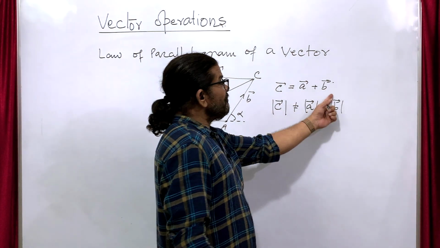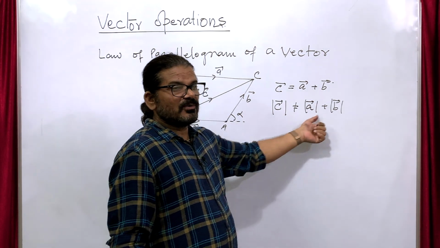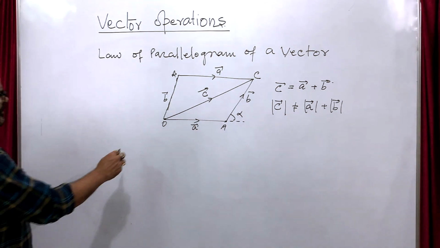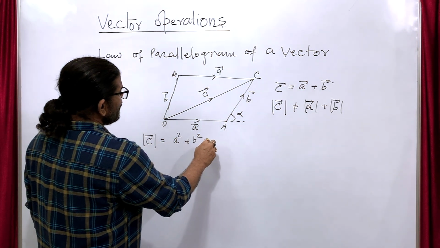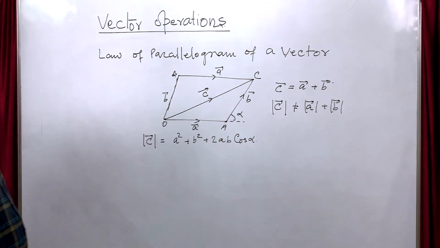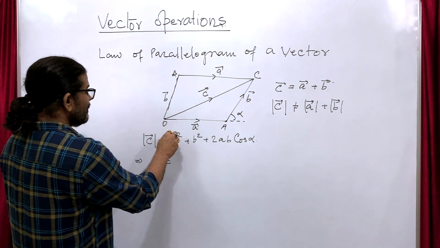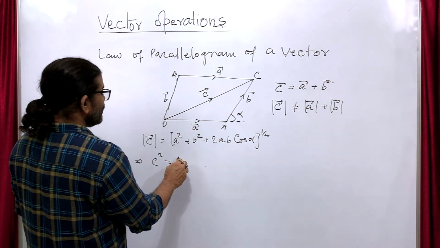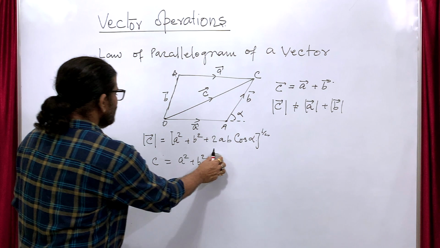No, we cannot write that in general. But remember, if A and B are collinear or parallel vectors, then we can write that the magnitude of C is equal to the magnitude of A plus the magnitude of B. If we apply simple geometry, then the magnitude of C is given by: C square is equal to A square plus B square plus 2AB cos of angle alpha. So C is the square root of this.